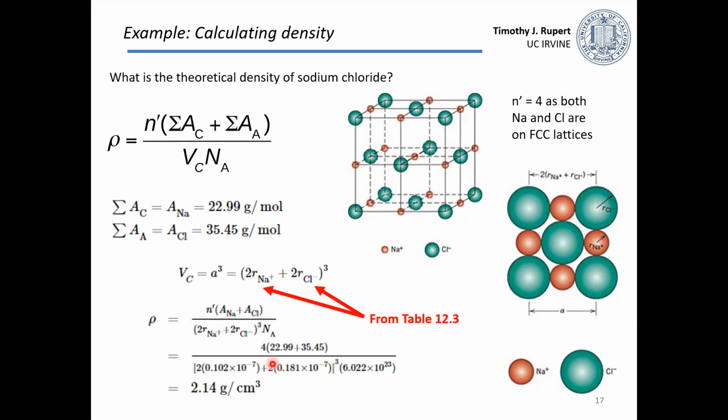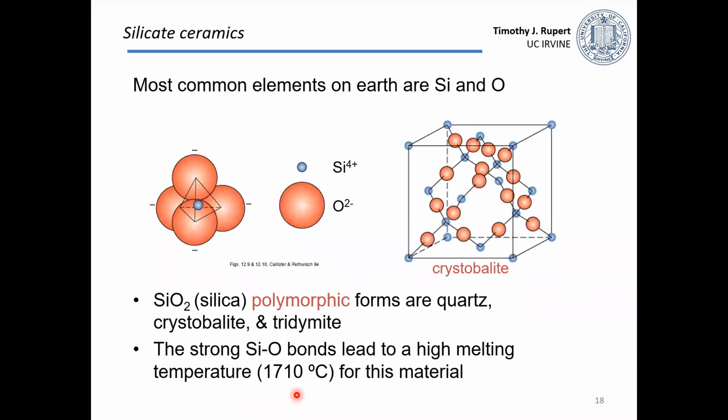Plug all these numbers in there, and what we'll end up finding is the density of sodium chloride is 2.14 grams per centimeter cubed. Okay, we can start looking at more and more complex versions of this. The next one I want to introduce is what are called silicate ceramics.